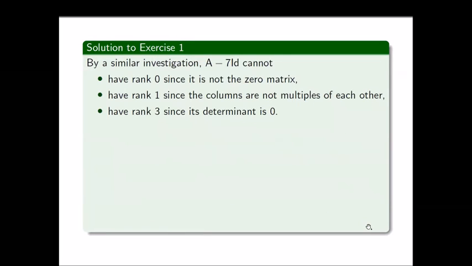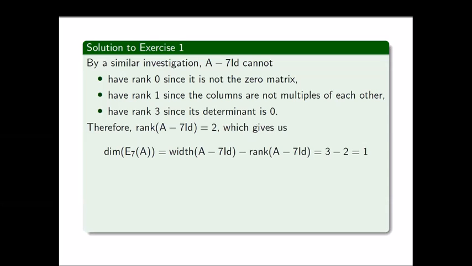Now, in a similar manner, we can investigate the matrix A minus 7 ID. If you pay attention, this matrix cannot have rank 0 because it's not the 0 matrix. It cannot have rank 1 because the columns are not multiples of each other. And it cannot have rank 3 because if you compute its determinant, it's actually 0. So by elimination, that tells us that the rank of A minus 7 ID has to be 2. And that, by the rank nullity theorem, gives us that the dimension of the 7 eigenspace is actually 1.